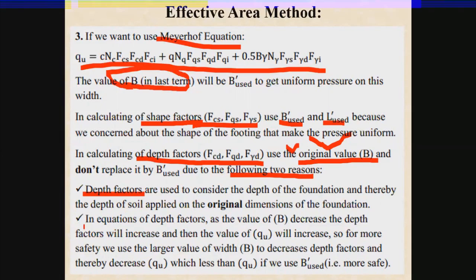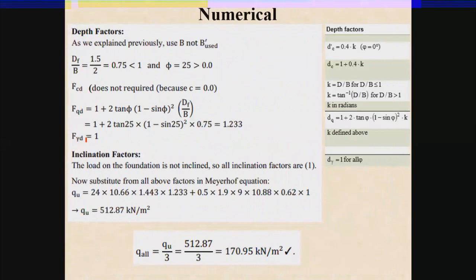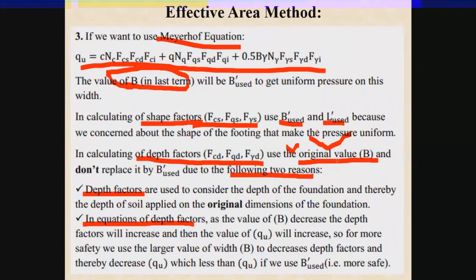The other reason might be conservatism or safety, because if you come here, that is the equation of the depth factor: 1 plus 2 tan phi into (1 minus sin phi) whole square Df over B. So if you use the effective width as compared with the original width, then it will increase the value of the depth factors, and hence will increase the ultimate bearing capacity. So in order to involve more conservatism or more safety in our design, we will use the original value of B while calculating the depth factors. So guys, this is how we are done with the effective area method.